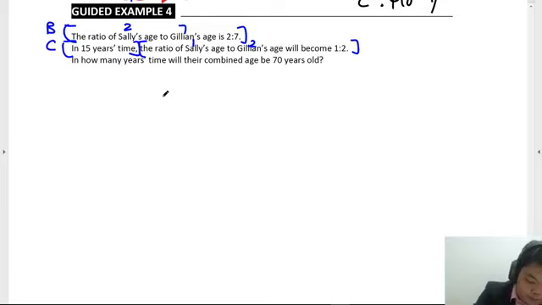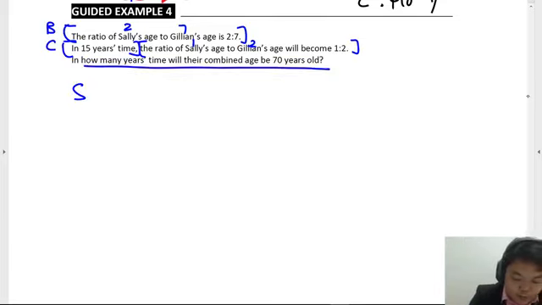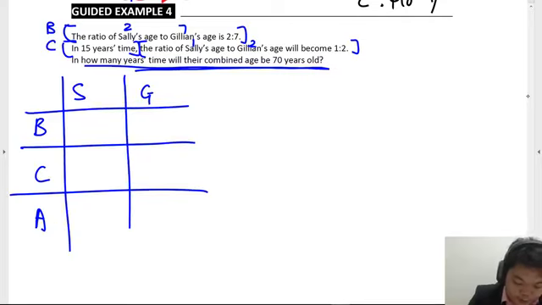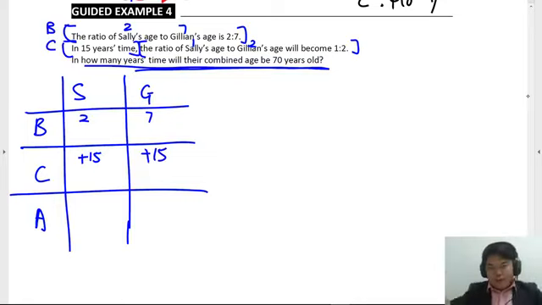So, let's just list out what we have first. In how many years' time will their combined age be 70 years old? So you have Sally and Jaden here. This is before, change, and after. Using the same idea, let's just tabulate what we have first. This is 2 and 7. In 15 years' time, both of them are going to age by 15 years.